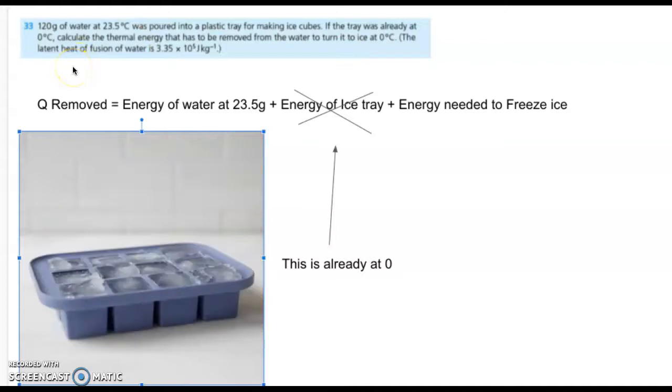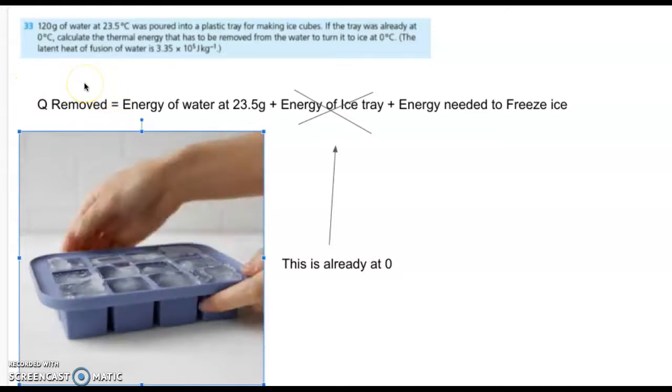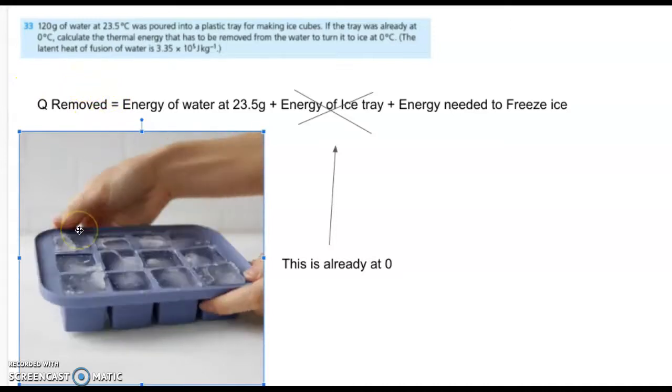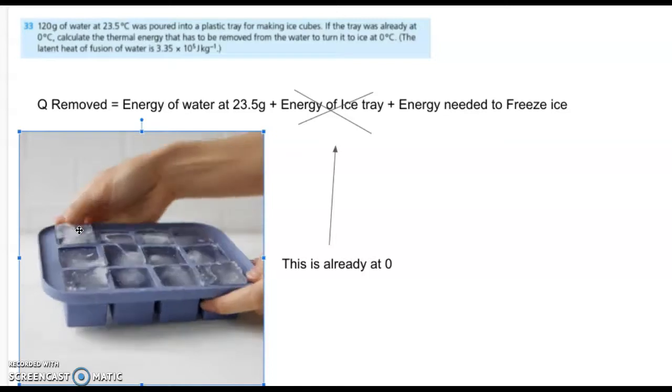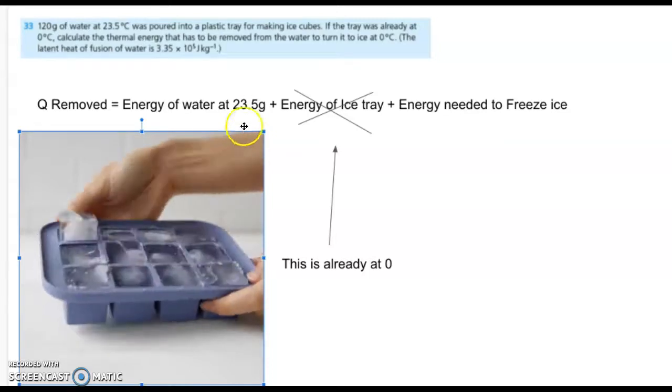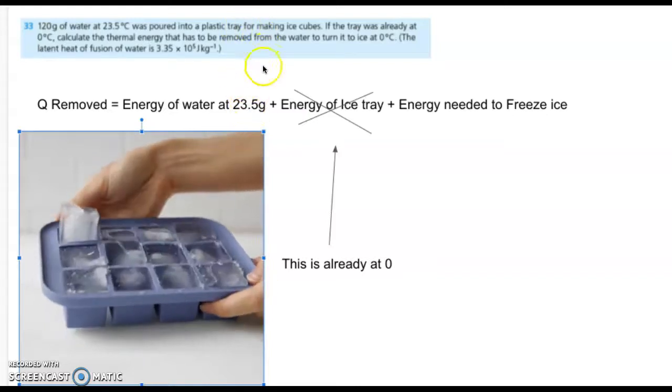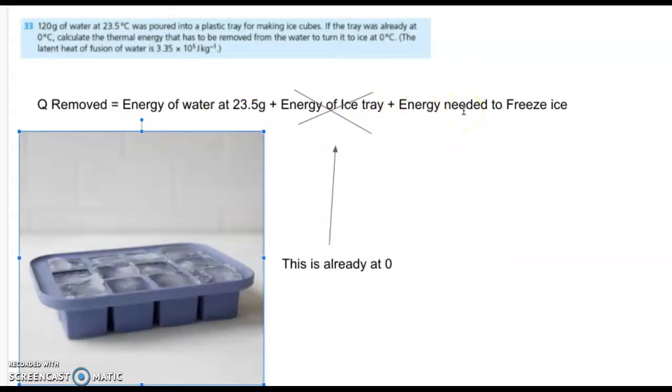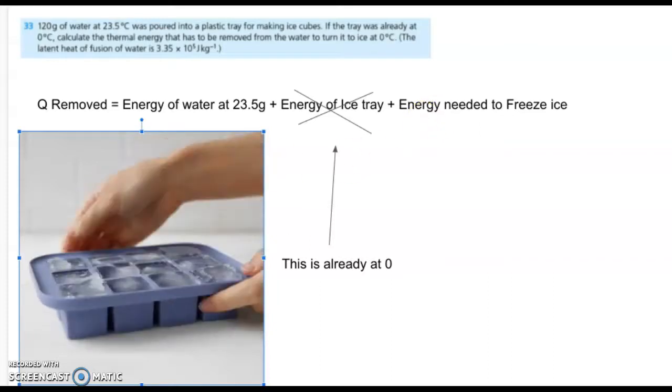Now, if we use the same idea as in the previous slide, that Q that has to be removed is basically the energy of the water at 23.5 degrees. That has to be brought down to 0, right? First, if the tray was at room temperature as well, you would also have to remove the energy of the tray. But luckily in this question we don't have to. And then the last thing is, once the water has reached 0 degrees, you also now need that energy to turn it into ice, right? So you need to remove the energy needed to freeze the ice.